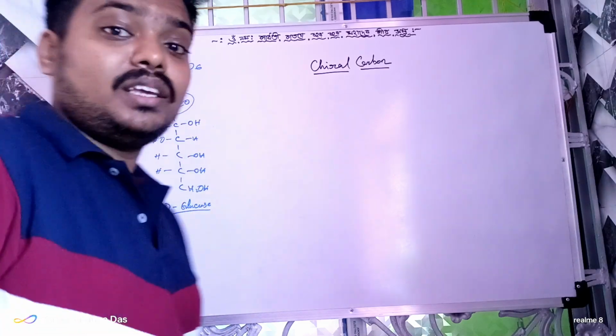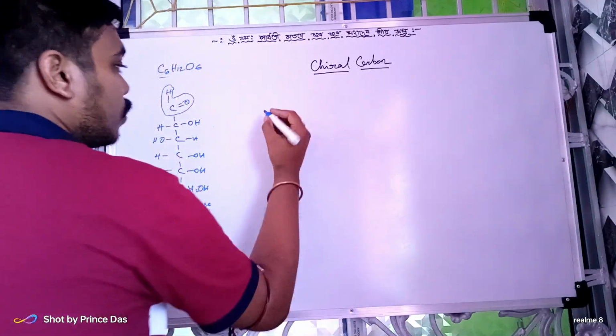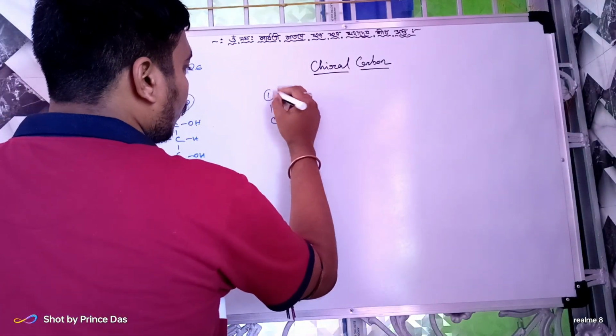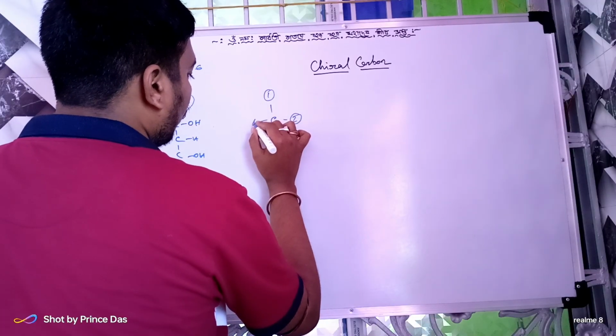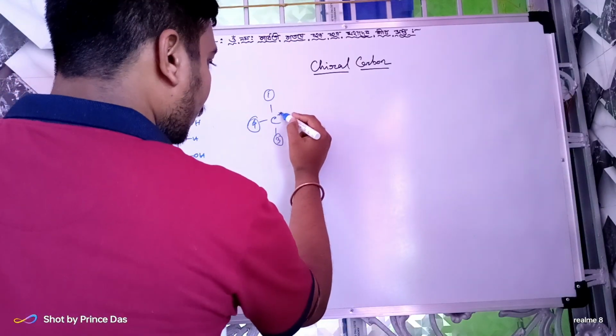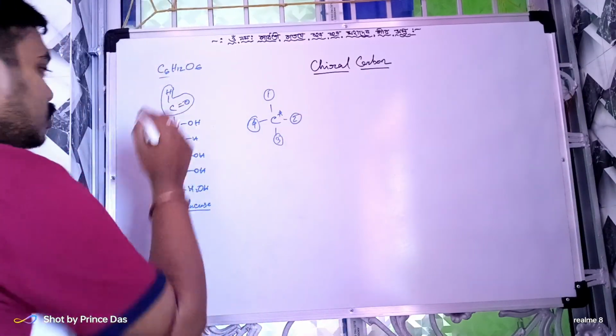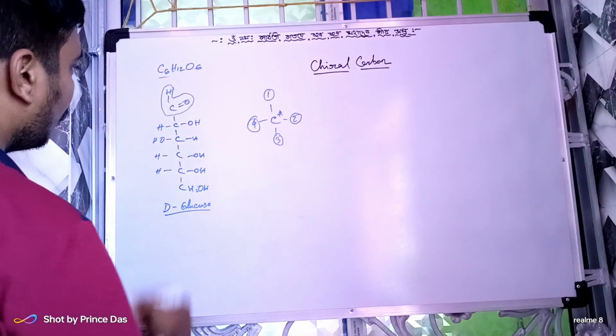So again I am saying, what is a chiral carbon? A carbon having 4 different groups. 1, 2, 3, 4. So 4 different groups should be there. Then we can call this carbon a chiral carbon. So we have to see here. Look at this. So this is D-glucose.